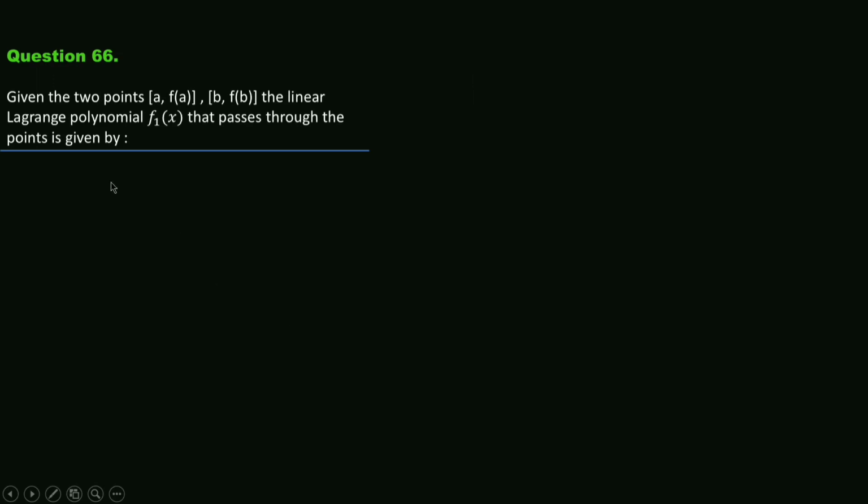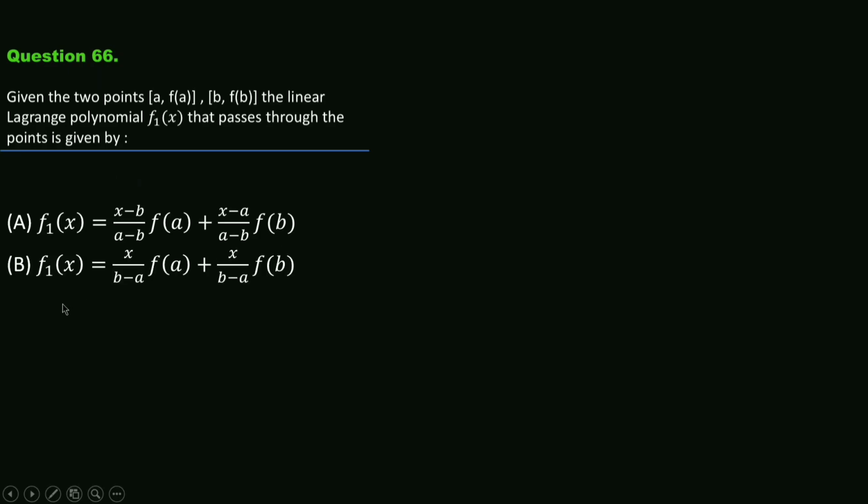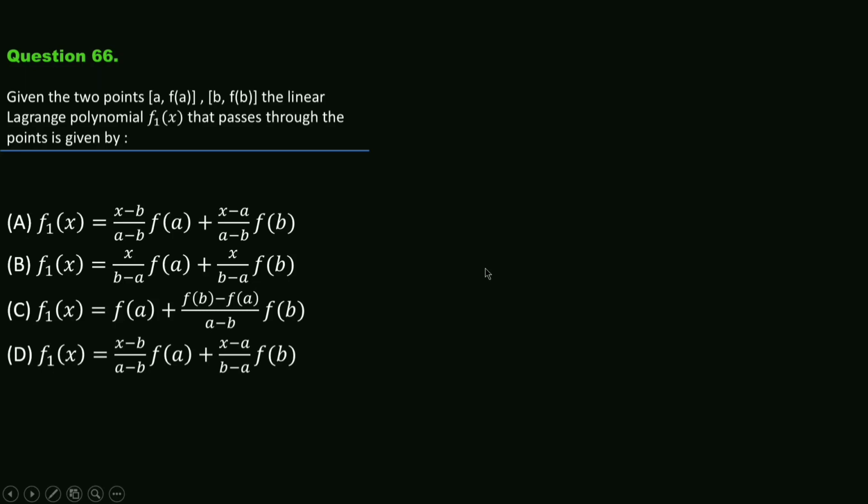Now come to question 66. Here, given the two points (a, f(a)) and (b, f(b)), the linear Lagrange polynomial f1(x) that passes through the points is given by f1(x) equal to this quantity; option B is this quantity, option C is this, and option D is this. Here option D is correct. That means this one is correct. So let us find out.